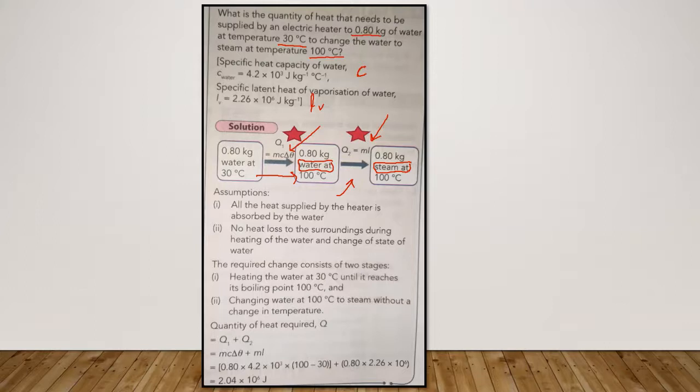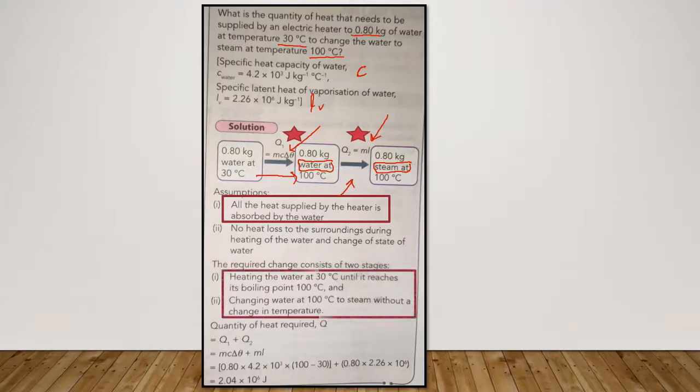Assumption: all the heat supplied by the heater is absorbed by the water. We assume all the heat is absorbed by the water and none goes out. No heat loss to the surrounding during heating of the water and change of state of water.